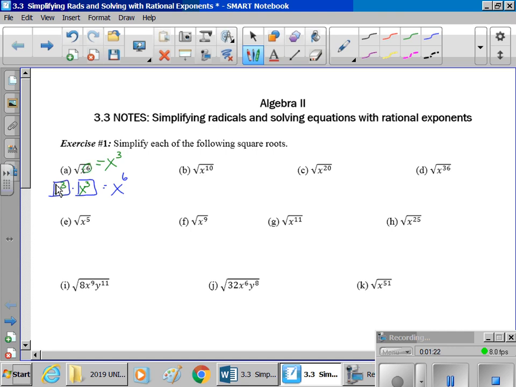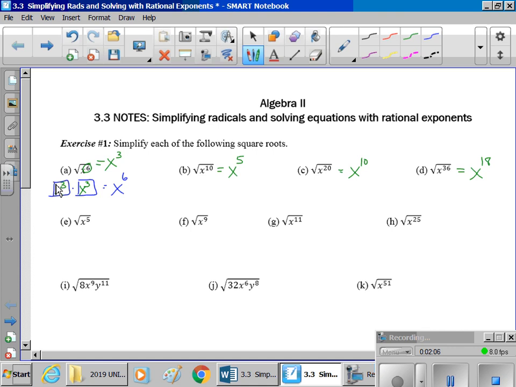As long as the exponent is divisible by 2, it will be a perfect square. This one, 10, is divisible by 2, so this is simply going to be x to the 5th. x to the 20th is x to the 10th. x to the 36th. Now be careful, because you're thinking square roots and your brain starts having a little bit of a meltdown, thinking 6 is the square root of 36, but that's not what we're doing here. We're saying, again, what number times itself is equal to x to the 36th? So 18, because 18 plus 18 is 36.